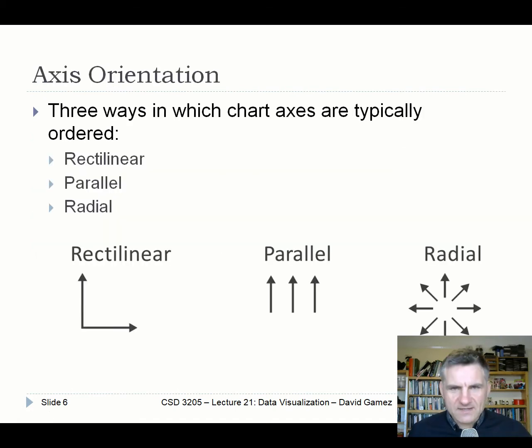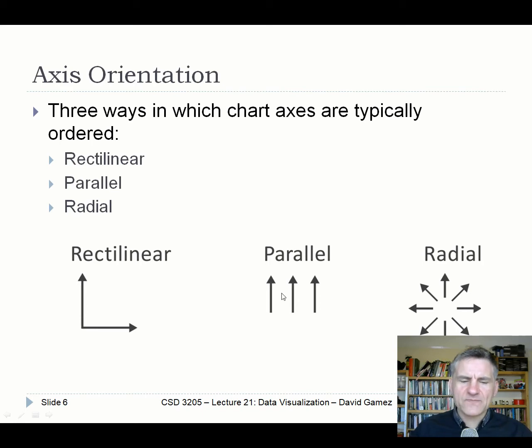Another factor to consider with data visualization is the orientation of the axes that you're using to present your data. Three typical ways for this is rectilinear, which is the most popular. If we're doing a standard graph, you have one axis, the x-axis, and that's perpendicular to the y-axis. You might have a z-axis, which is perpendicular to both of these.